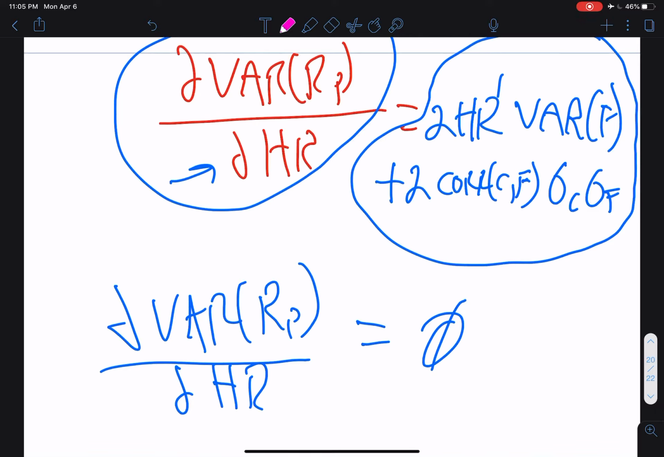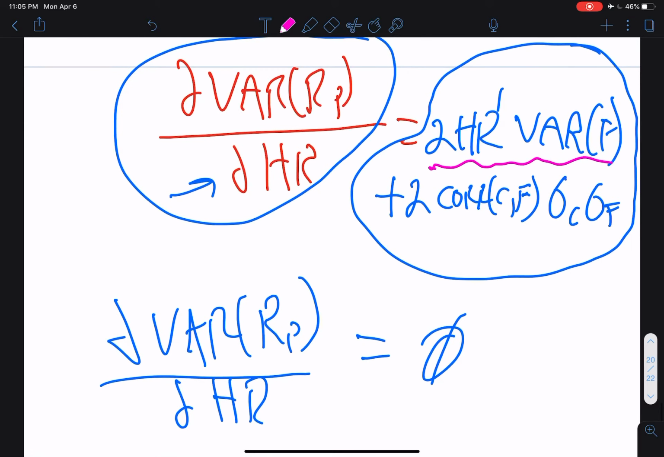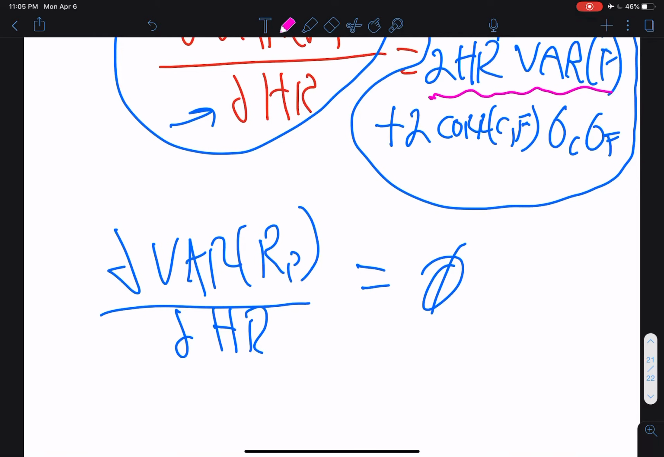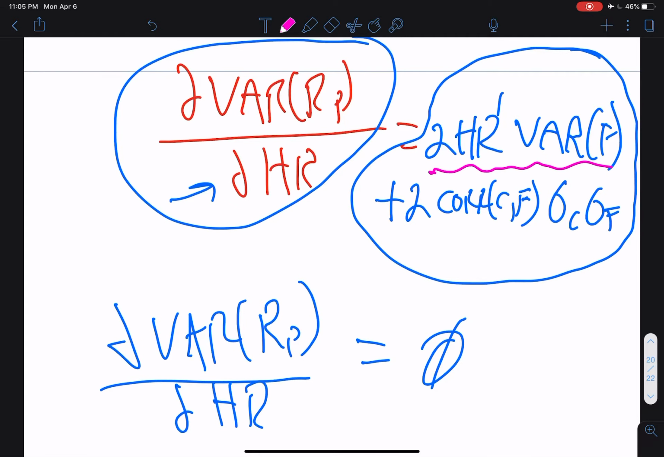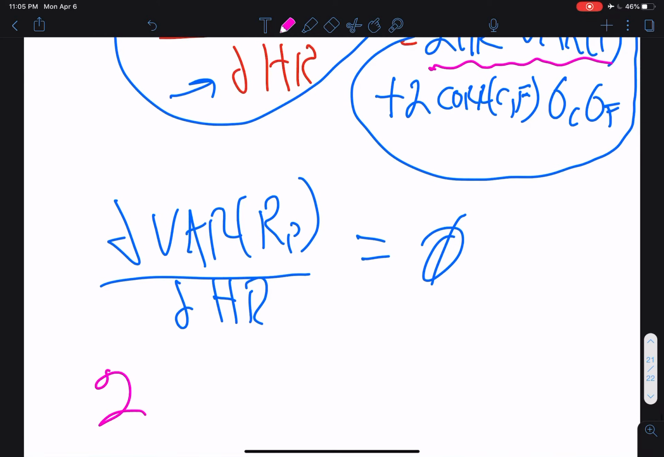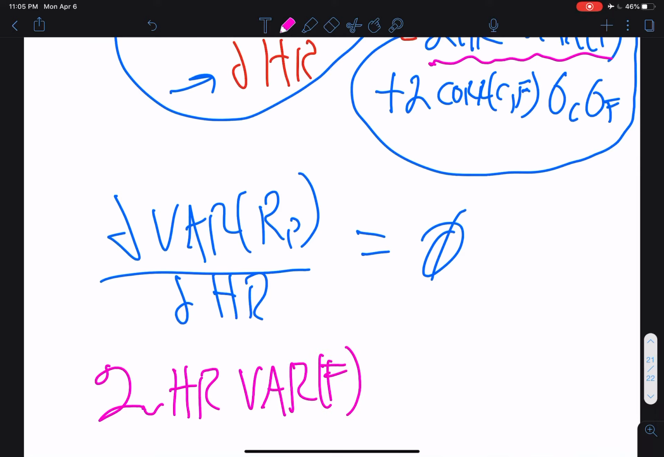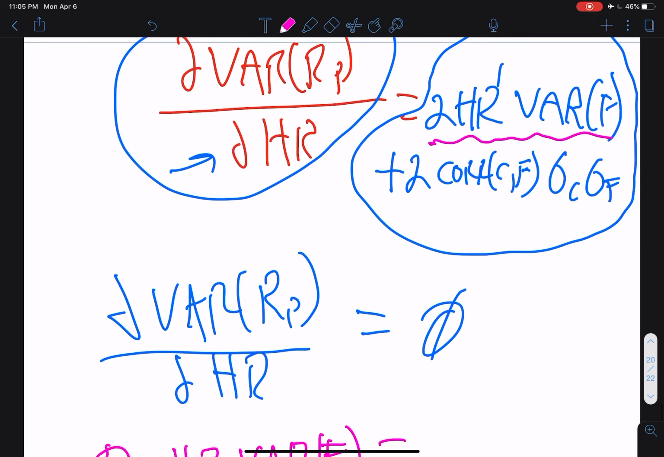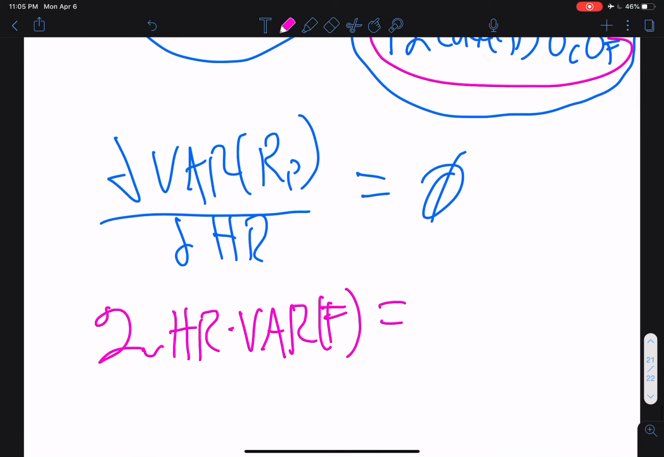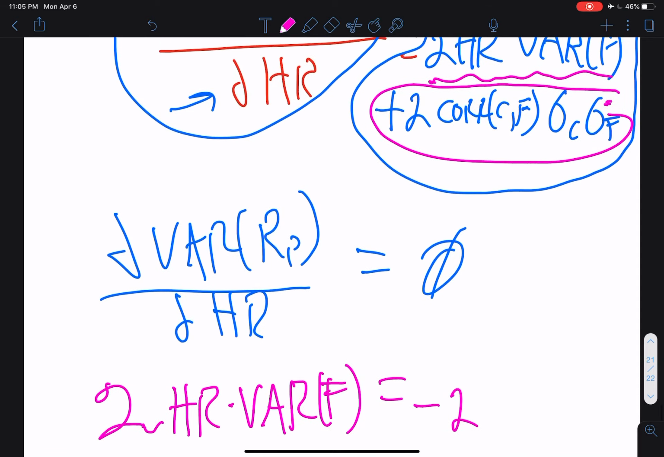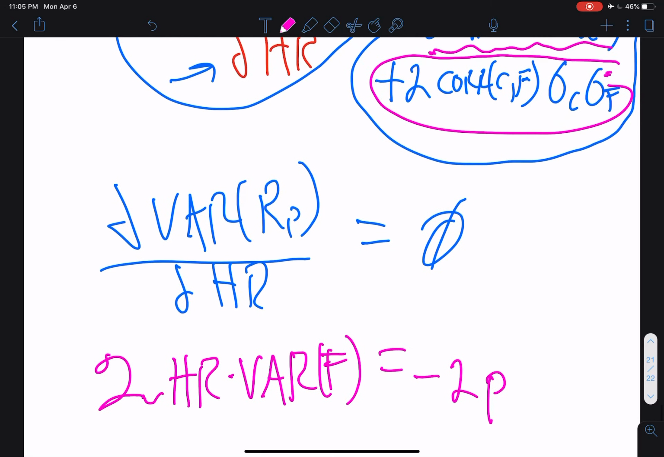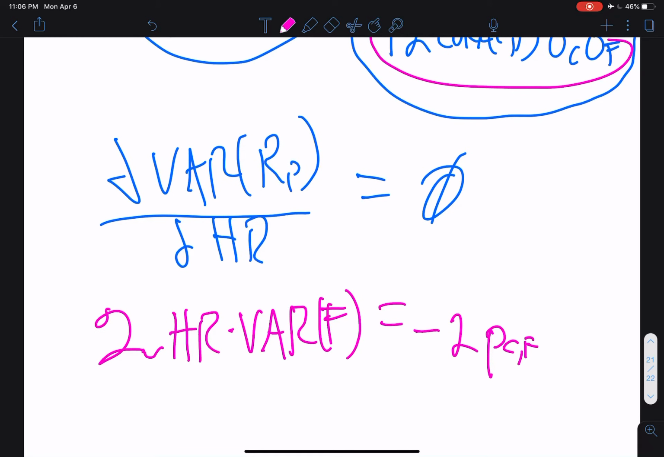that term we're going to move to the left-hand side. So we will have 2 times HR times var F is equal to, since this term is moving to the other side, it becomes minus 2 times, I'll now use the other notation for correlation coefficient, rho CF, times sigma C times sigma F.